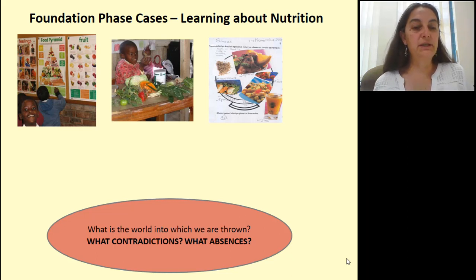On the left, you can see they looked at the food pyramid and the different types of food that we should be learning about at the different levels of the food pyramid. One of the teachers also brought in vegetables, and the children looked at wonderfully healthy homegrown vegetables and talked about the importance of vegetables in their diet. And then they also drew up menus showing what one should eat in a day. So that was the one thing the teachers did.